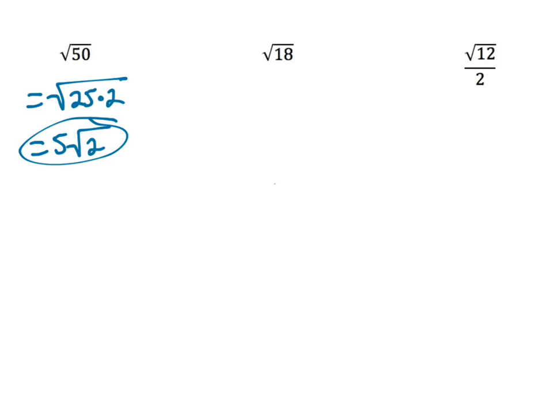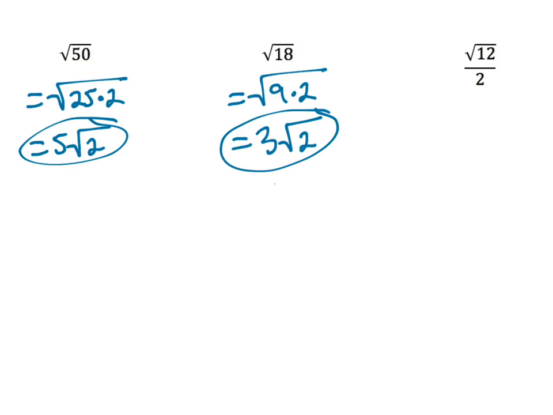Radical 50. Hey, I can see a square root here easily. That's the same as radical 25 times 2. And, well, if I pull out the square root of 25, I'm going to pull out 5. I have 5 radical 2. Done. Same thing with radical 18. I can see that that's equal to 9 times 2. And 9 is a perfect square, so I can pull out that 3. Equals 3 radical 2. Nice.